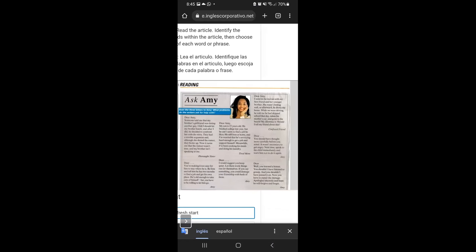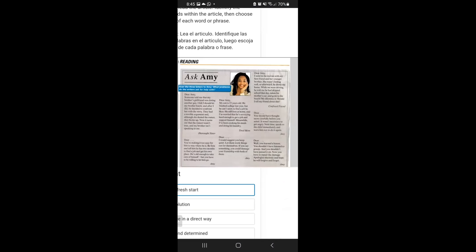Can you see it? Yes, I see it. Okay. You first. Dear Amy, someone told me that my brother's girlfriend was dating another guy. I felt I should let my brother know, and after I did, he decided to confront her with the story. They had a terrible argument, and although she denied the rumor, they broke up. Now it turns out that the rumor wasn't true, and my brother isn't speaking to me.